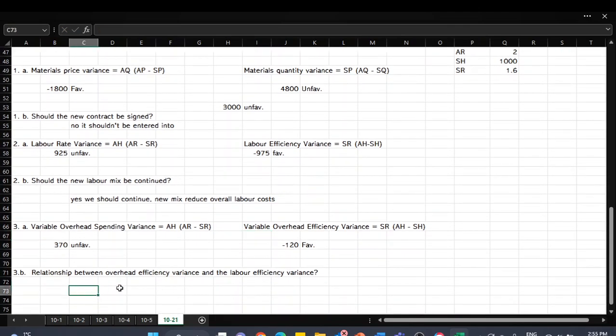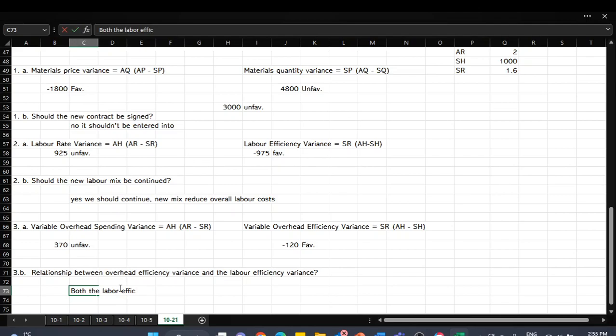So, is there a relationship between overhead efficiency variance and labor efficiency variance? Well, yeah, right? Because they're based on a lot of the same things, right? Both the labor efficiency variance and the variable overhead efficiency variance are computed by comparing our actual labor hours to our standard labor hours. So if our labor efficiency variance is favorable, then the variable overhead efficiency variance will be favorable as well, okay, because they have those components in common. Okay, so I'll type out what I just said so that you're sure to catch it, okay?